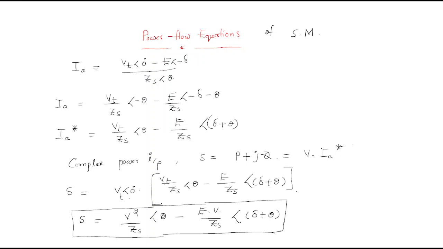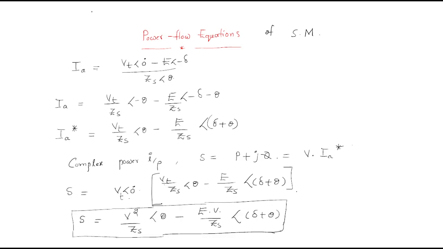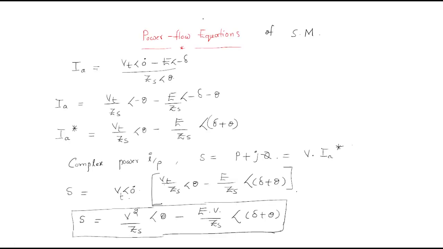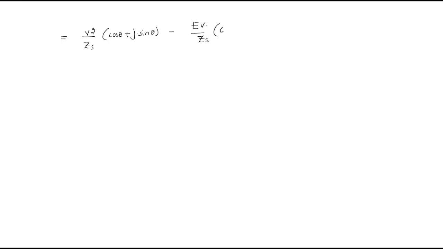We will divide this into active power as well as reactive power. So we will extend the equation. We modify the angle, then it becomes V square by Zs at an angle of theta, which is cos theta plus j sin theta, minus EV by Zs, cos of theta plus delta plus j sin of theta plus delta.